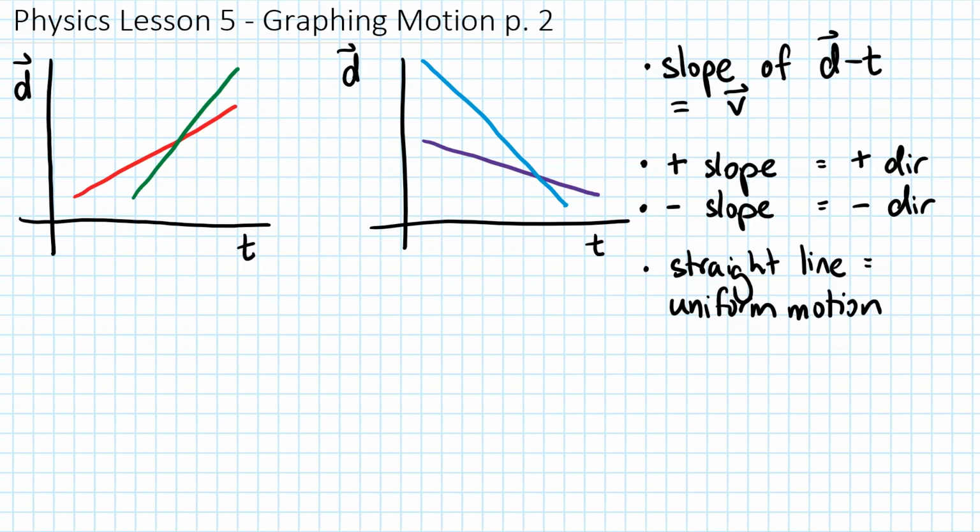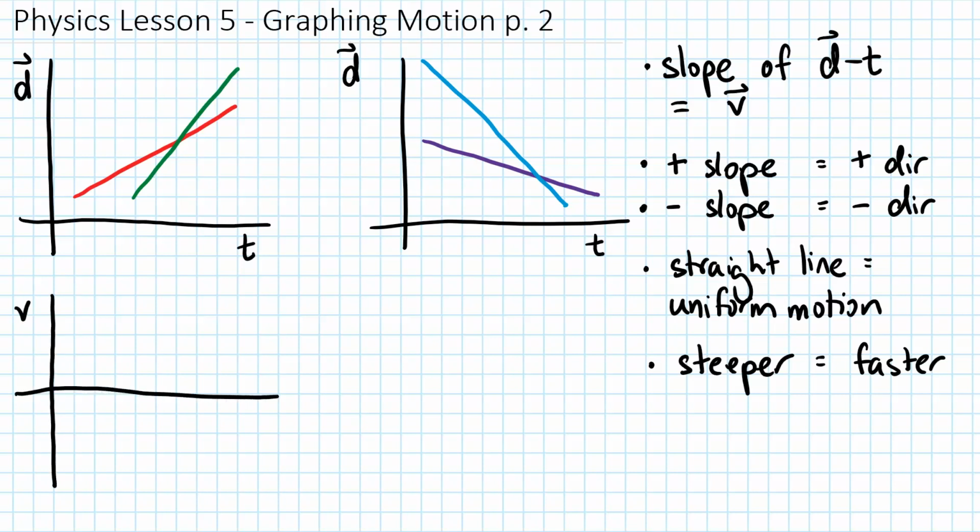And finally, the steepness of the line is what indicates the speed. So the steeper the line is, or the steeper your slope is, that means the faster you're going. Steeper means faster. So with all that being said, with these position time graphs, can we translate those into velocity versus time graphs? So we're dealing with the same object in each case, but on the lines above, we're looking at its position versus time. What does its graph of velocity versus time look like?